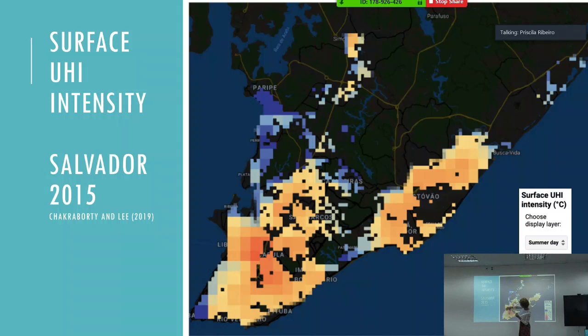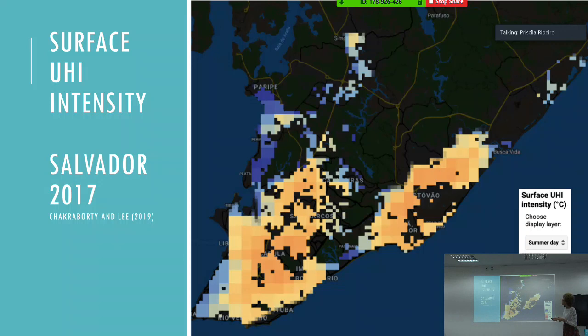And that might be an indication or something that we need to look at further. Are there any kind of differences? And when we look at different years, so this is 2015, 2016, 2017, although the intensity is different, right? It's sometimes higher, sometimes a bit lower, but the areas are very, very similar throughout the years.